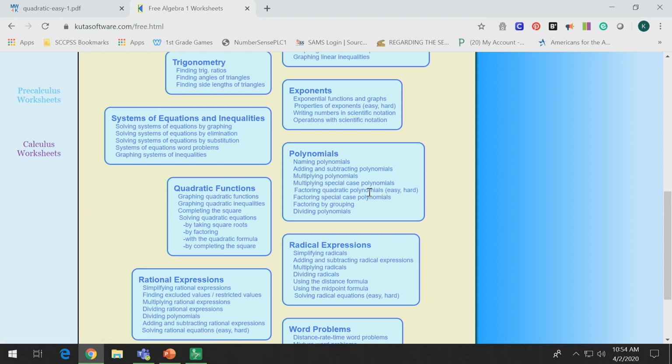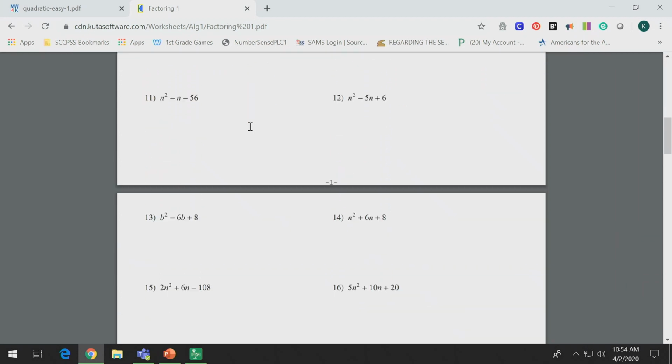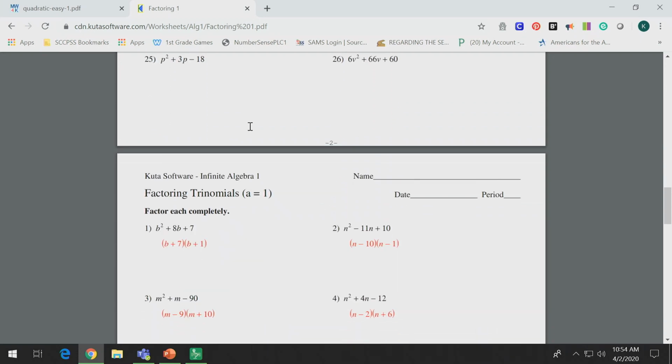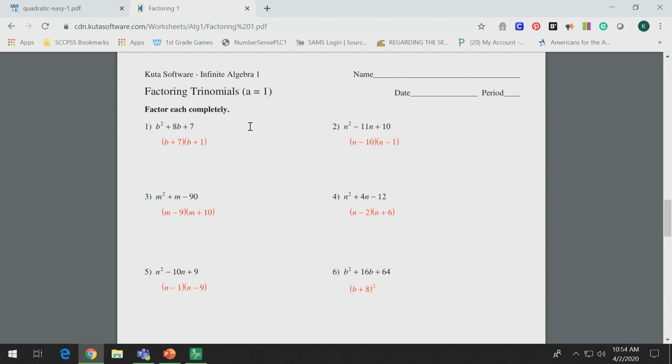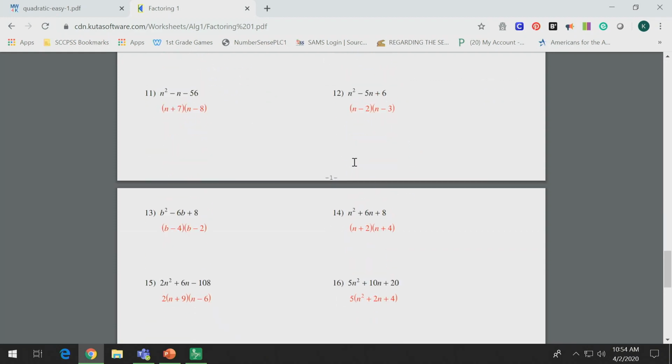I want to factor quadratic polynomials. How kind are they to give you easy problems, and then they give you hard problems? So when we go to the easy problems, they start again with a equals 1. These are the ones that I called product sum. And here they are. They give you 26 of them. Did you do them right? Well, you can FOIL, or you can look at the answer key. And they also give examples that are not factorable.